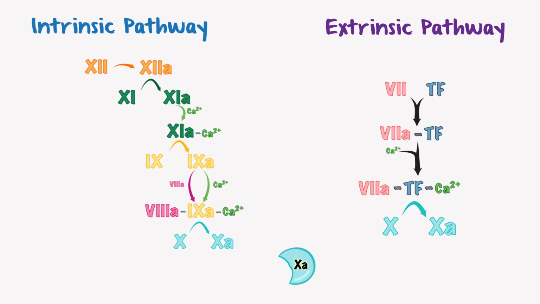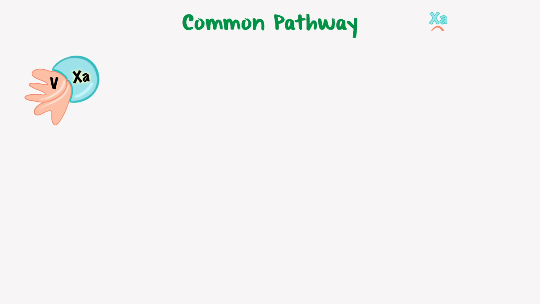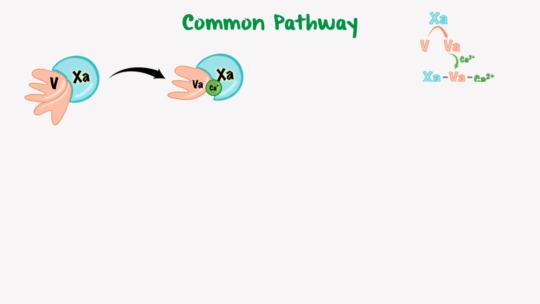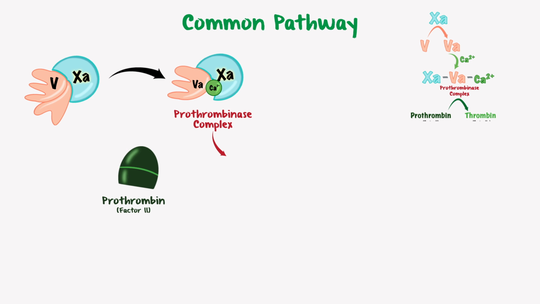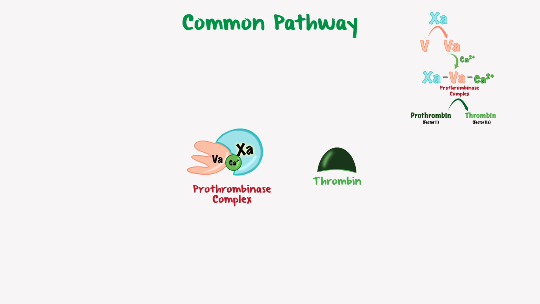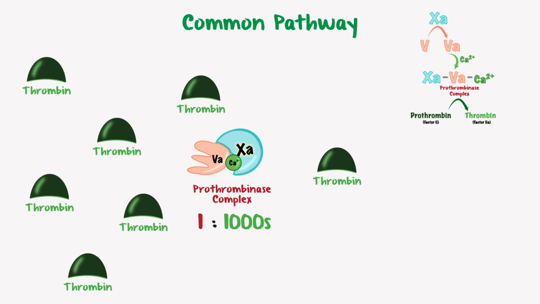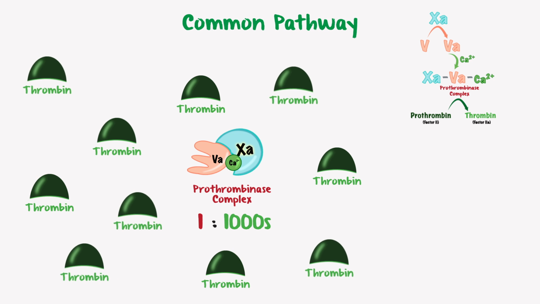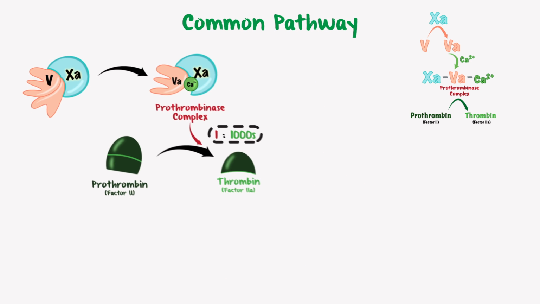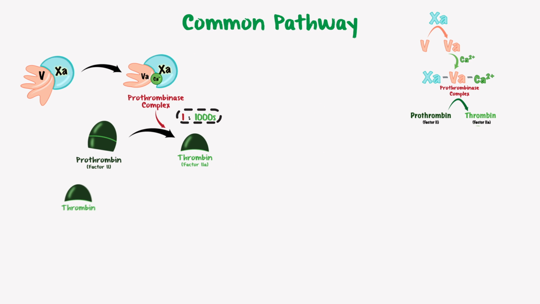With the two pathways now connected at factor 10A, it plays a critical role for the rest of the cascade. Factor 10A cleaves factor 5 to 5A, and together with another calcium ion, factors 10A and 5A bind together to form a prothrombinase complex. This complex in turn activates prothrombin, or factor 2, into thrombin, or factor 2A. Each single complex can catalyze and activate thousands of thrombin, which is pivotal to the amplification process of the clotting cascade. Thrombin has multiple roles in the procoagulation process.